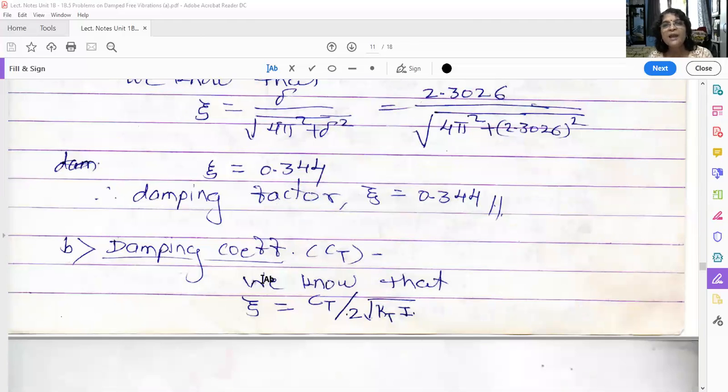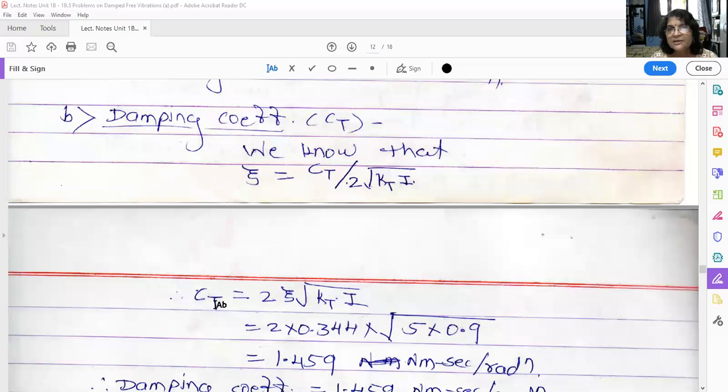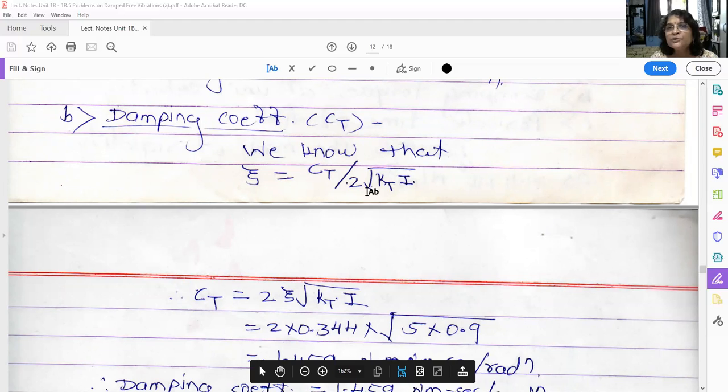We know that damping ratio zeta is equal to C upon Cc. For torsional, we will write Ct upon Cct. What is Cct? It is the critical damping coefficient, which is equal to 2 square root of Kt into I. But we want to find out Ct, so Ct is equal to 2 square root of Kt into I into zeta.